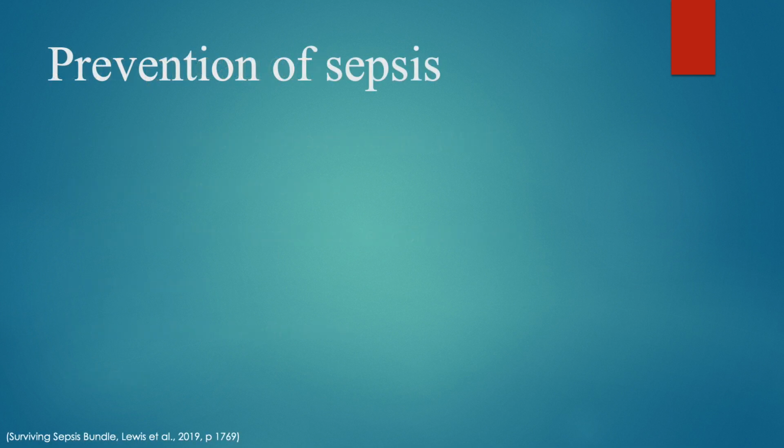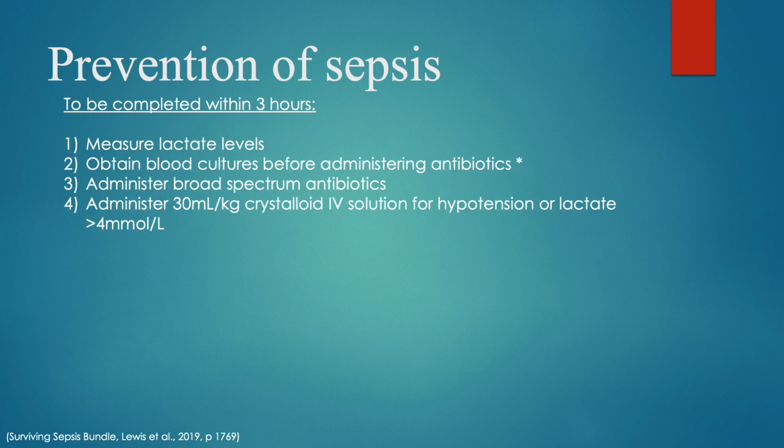As the progression of SIRS to sepsis can happen very quickly, guidelines for preventing sepsis are indicated within the Surviving Sepsis Guidelines. Within the first 3 hours, a serum lactate level should be taken. Obtaining blood cultures before administering antibiotics, though the administration of antibiotics should not be delayed, and administering crystalloid IV solution for hypotension or if the lactate level is greater than 4 millimoles per liter.